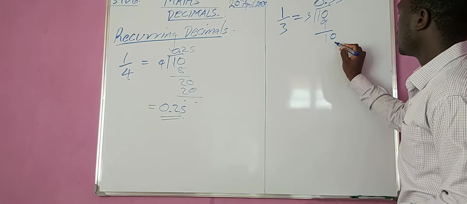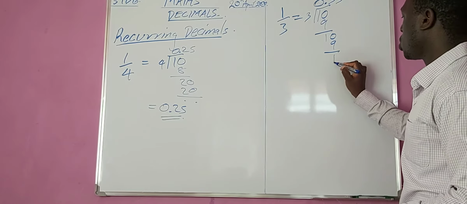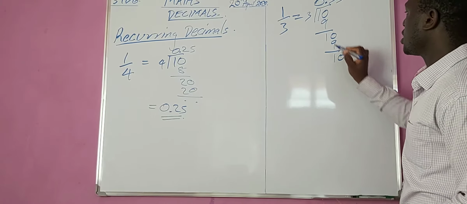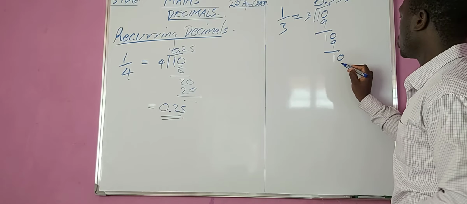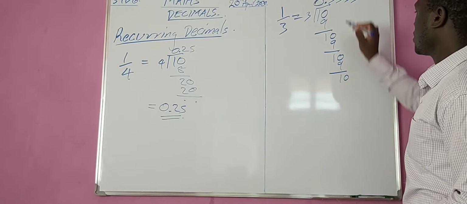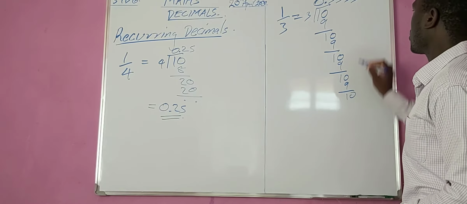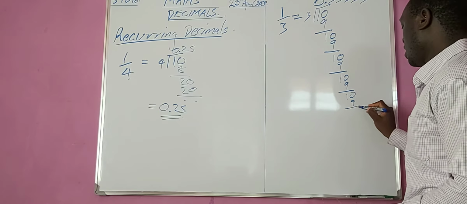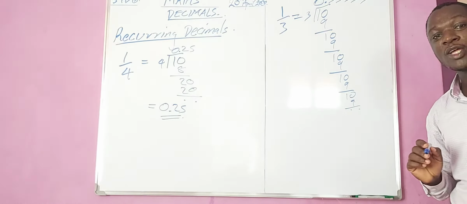Add 0. 10 divided by 3 is 3. 3 times 3 is 9. You subtract, it is 1. Add 0. 10 divided by 3 is 3. 3 times 3 is 9. 3, 9. 3, 9. And it will keep on repeating and going on.